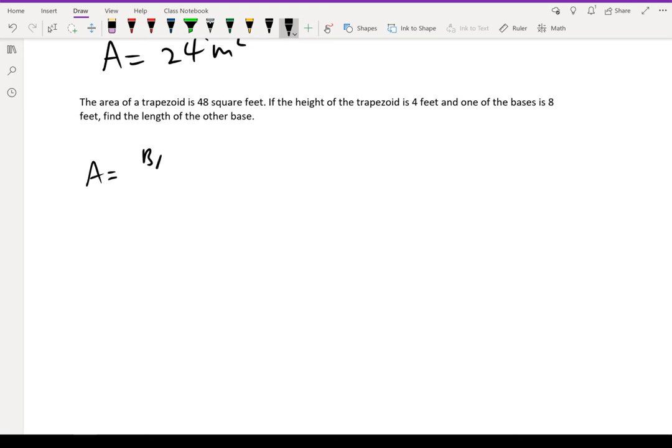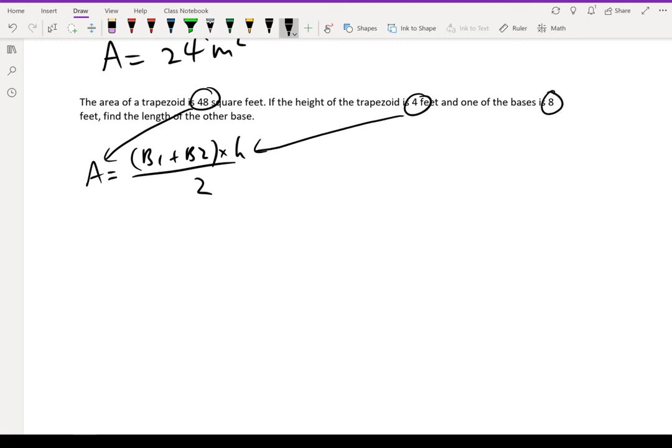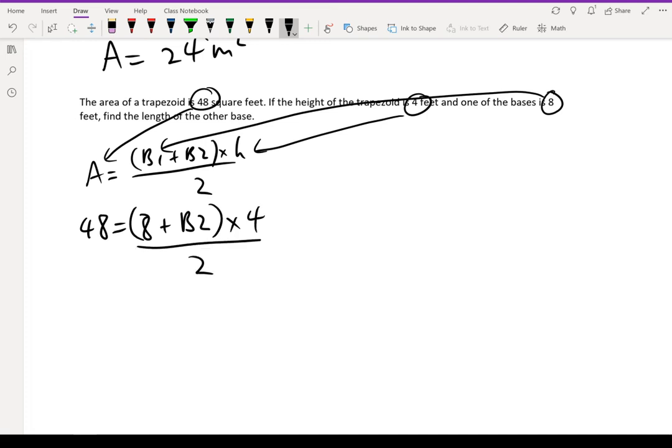A is equal to b1 plus b2 in a bracket times h divided by 2. What do we have? We have 48 as the area, we have 4 feet as the height, and then we've got 8 as one of the bases. And then we have to find the other base. So let's plug all those values in. 48 is equal to 8 plus b2 in a bracket times 4 divided by 2. Now what I'm going to do first is let's just quickly simplify this, and then I'm going to move 2 to the bottom using cross multiplication.